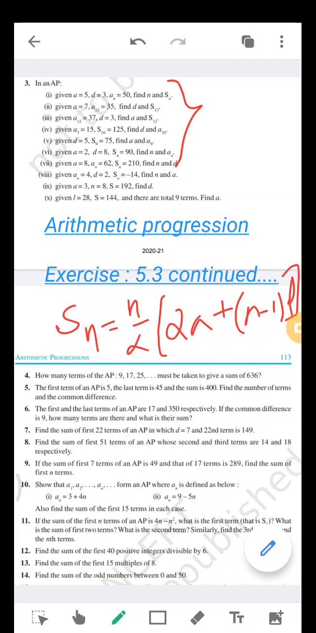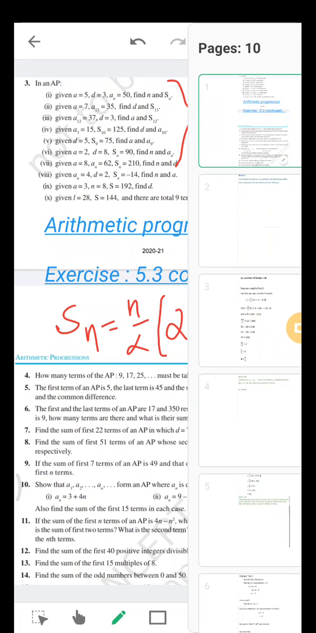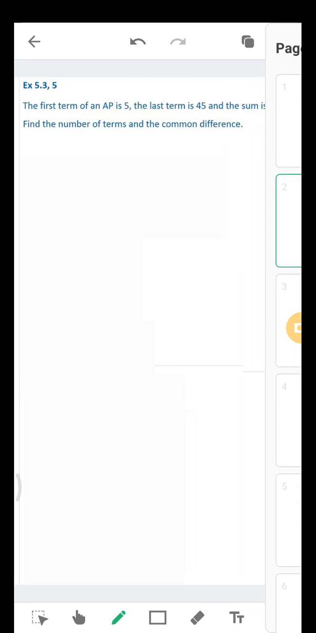And another formula I gave you, that is S of n can also be found using the formula n by 2 into a plus l. So we are going to use this formula again in the next questions. Let's continue with the next question, that is question number 5.